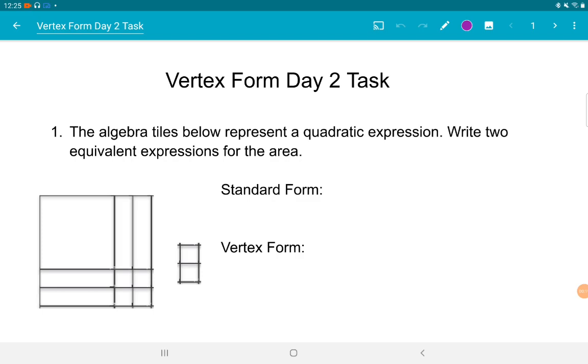What I'm going to do here is I've recorded a short little video going over Vertex Form Day 2. This stuff isn't too difficult. It's pretty similar to what we've done in Vertex Form Day 1. So that's why I feel comfortable doing it this way.